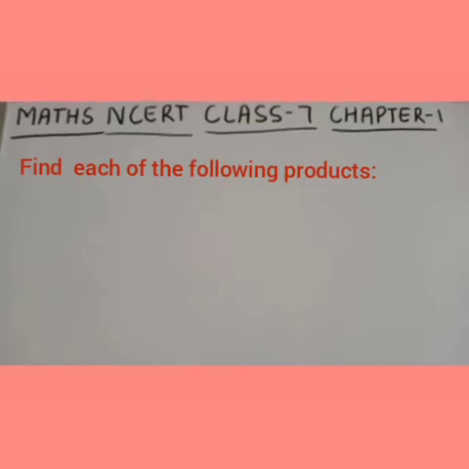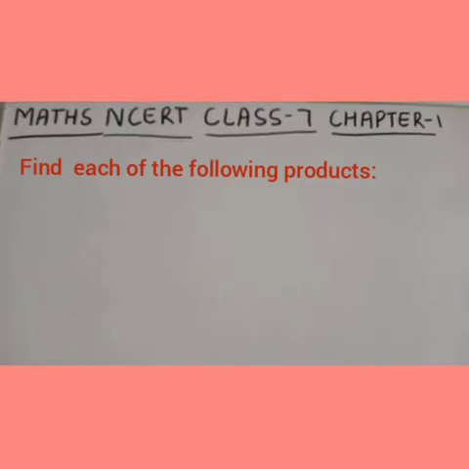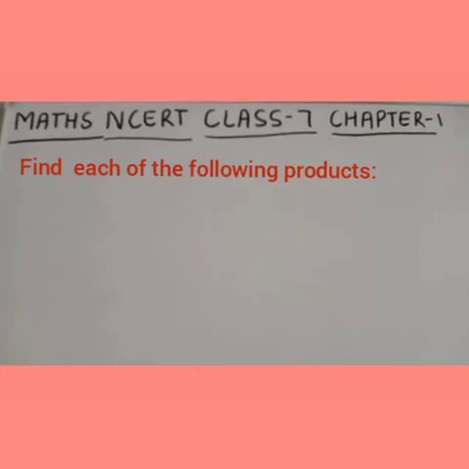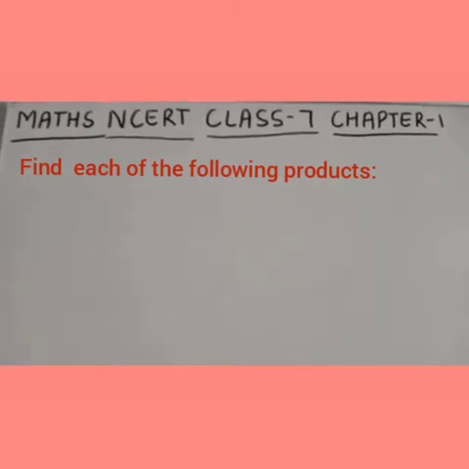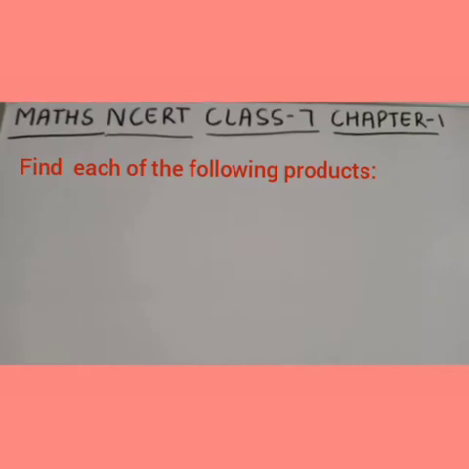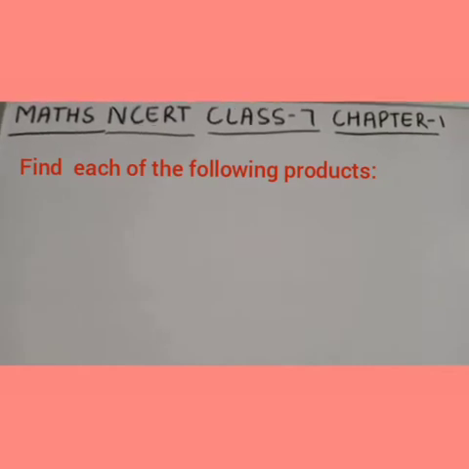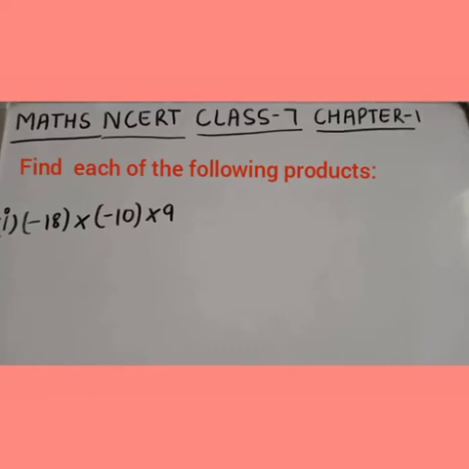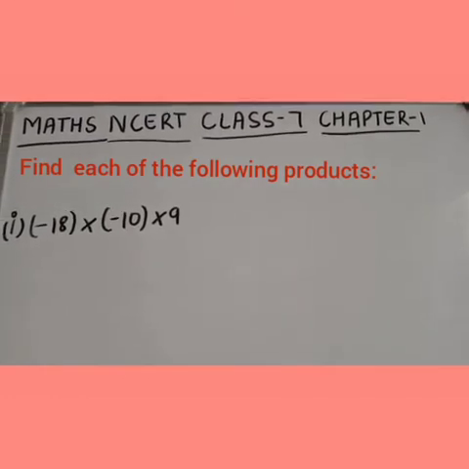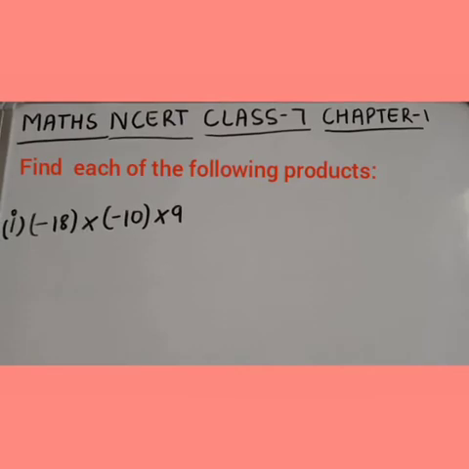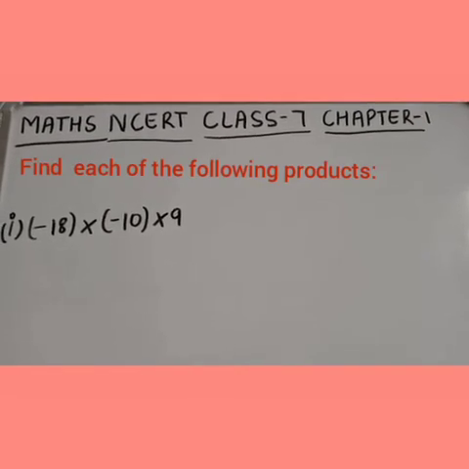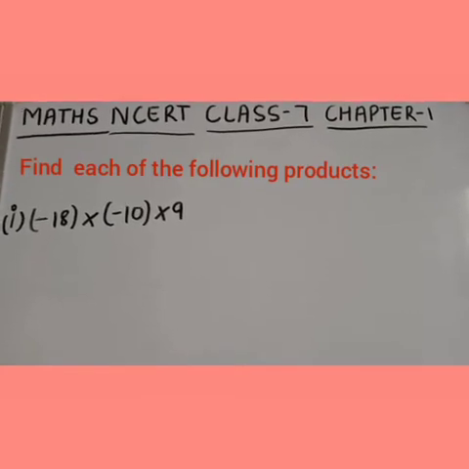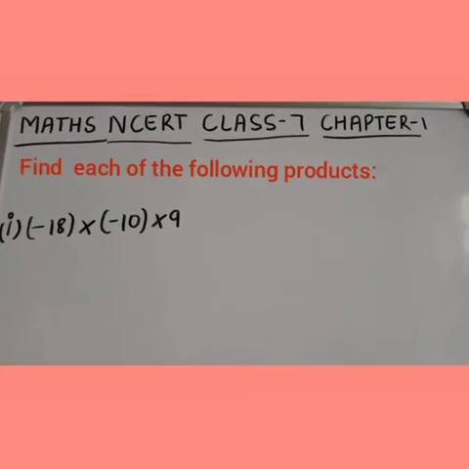Find each of the following products. Now they have given you the question that you have to find the products of each of the following parts. So let's start. The first part is minus 18 into minus 10 into 9. So in this part, what we have to do is multiply all of them and find out the product.